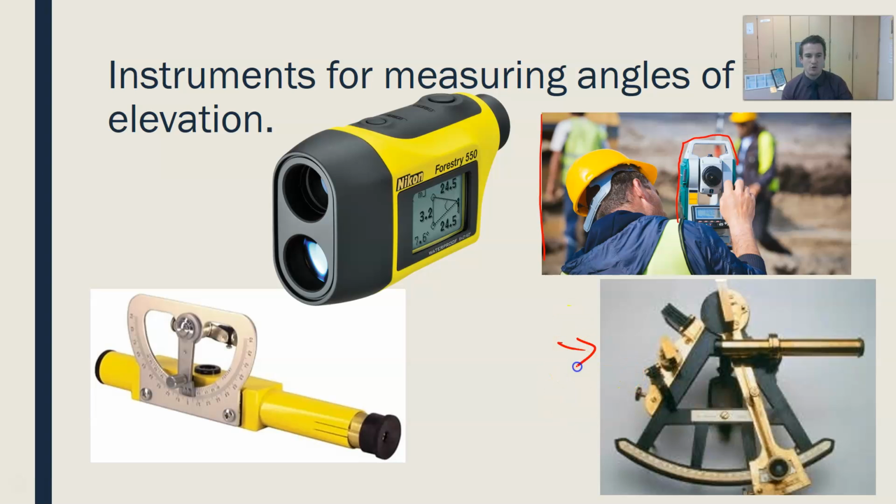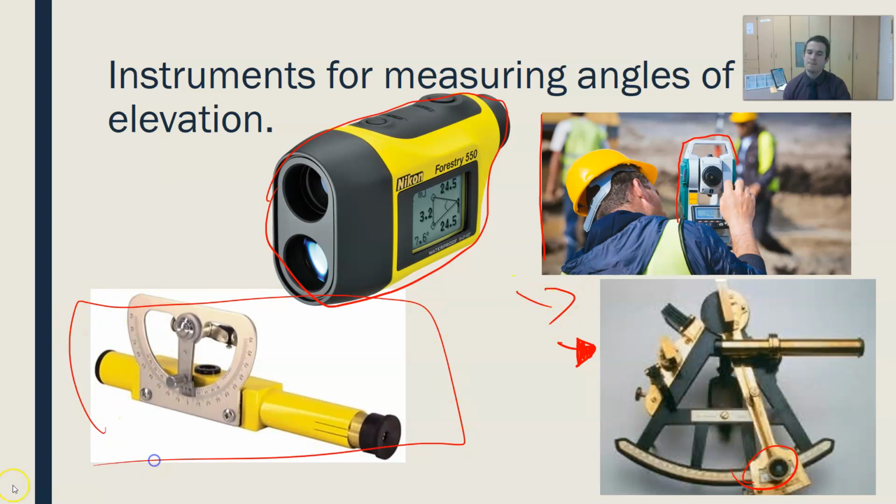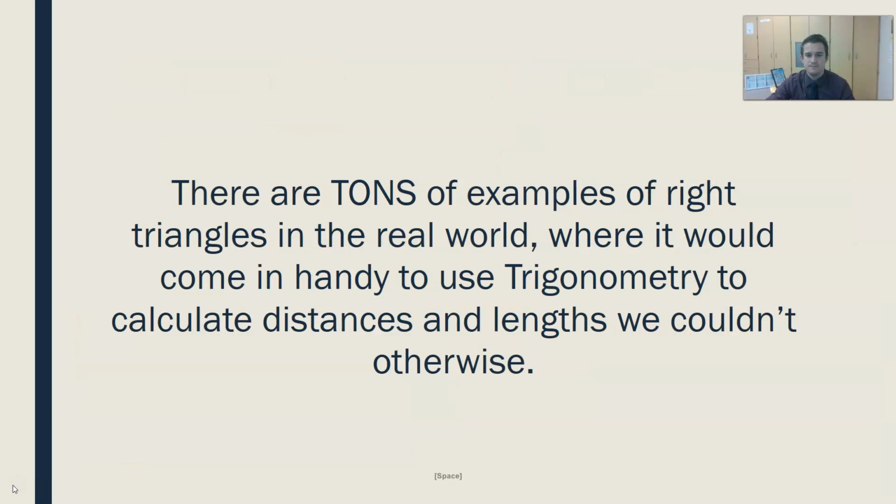Here's a more old school instrument that they used to use to calculate angles. You look into it up at a certain point, and this down here would give you at what angle you were looking up at that point. Here's a higher tech version of this, basically, that calculates those angles. This is kind of like a level. All these different instruments that people use in the real world to calculate these different angles so that they can use what they know about right triangles and trigonometry to solve for heights and distances and lengths that they might not be able to otherwise.